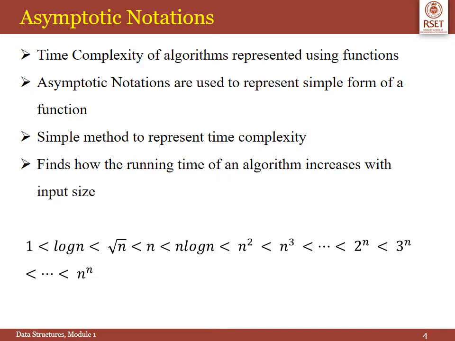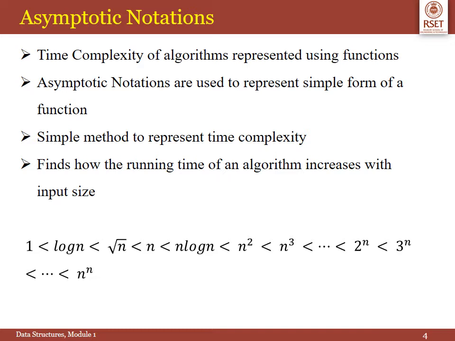As time complexity, we are using functions in algorithms. That's the reason why we are using these notations. These notations are actually used to represent a simple form of a function or to show the class of a function, so that we can easily get the idea. It is always not possible to represent a lengthy function, so we need a simple method to represent time complexity. That is why we are using these asymptotic notations.